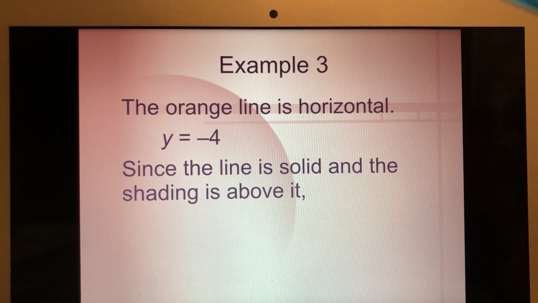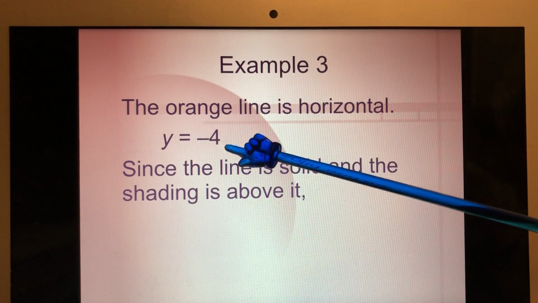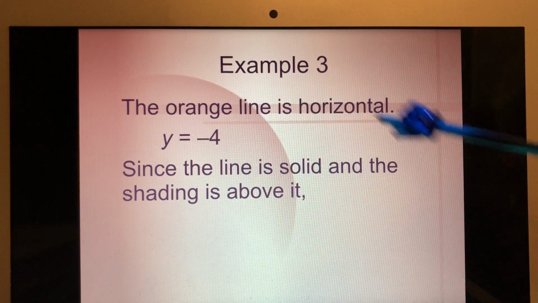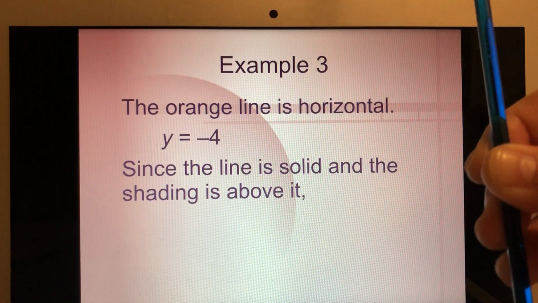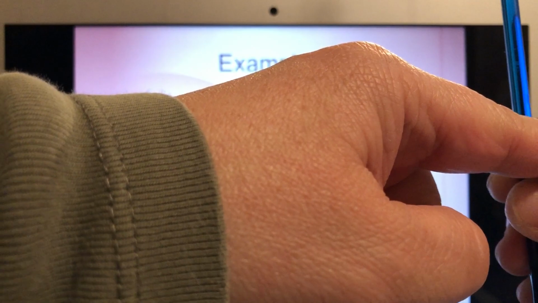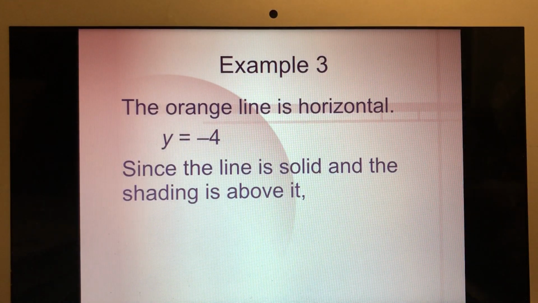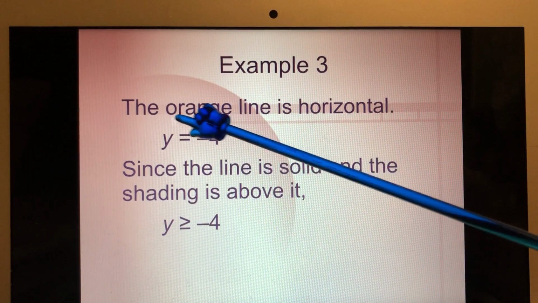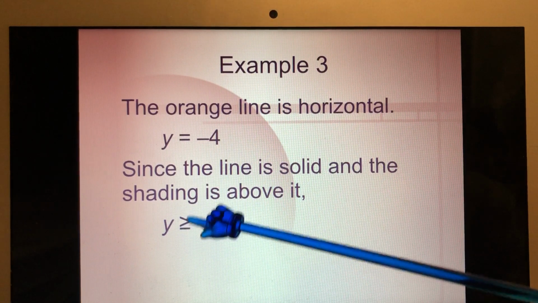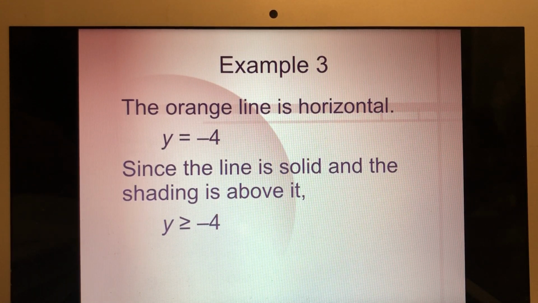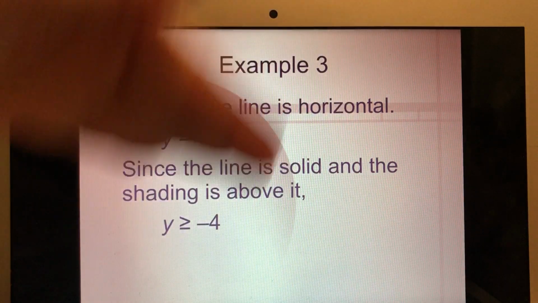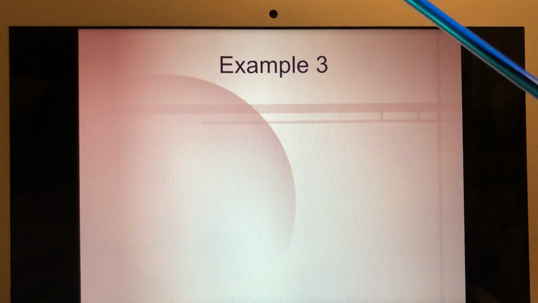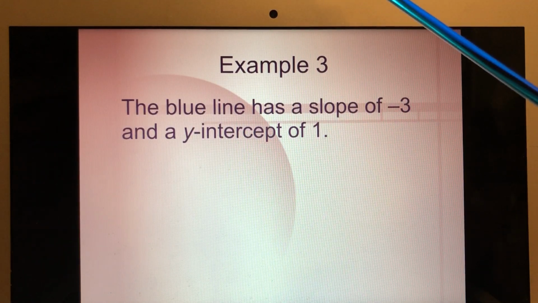So first they give us the y-intercept is at negative 4. So if we had a graph here, we'd go down to negative 4 on the y-axis, okay? Since the line is solid and the shading is above it. So here, this was equals, okay? But now we're changing that equal sign to greater than or equal to negative 4. So that means all of your y is going to be above negative 4.